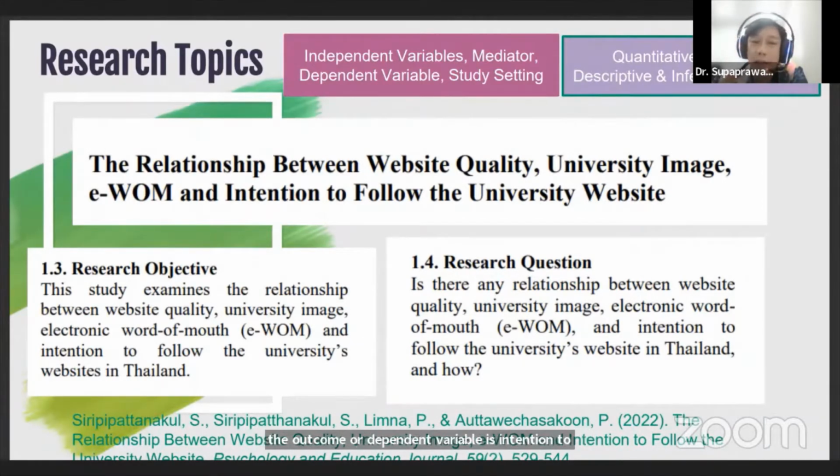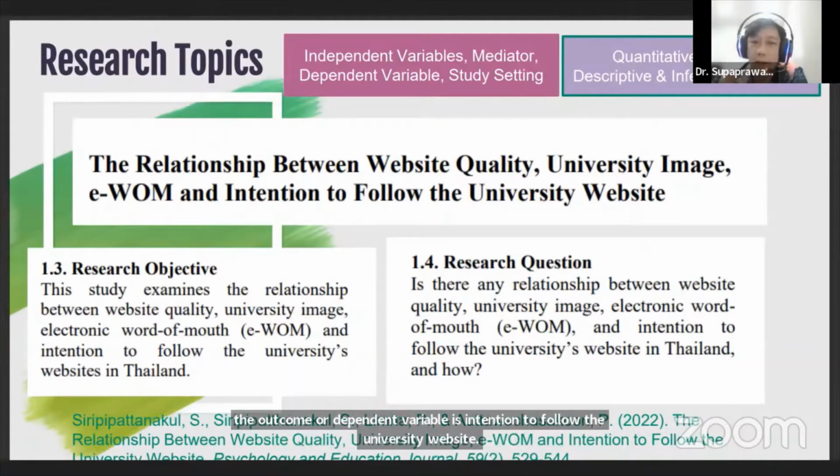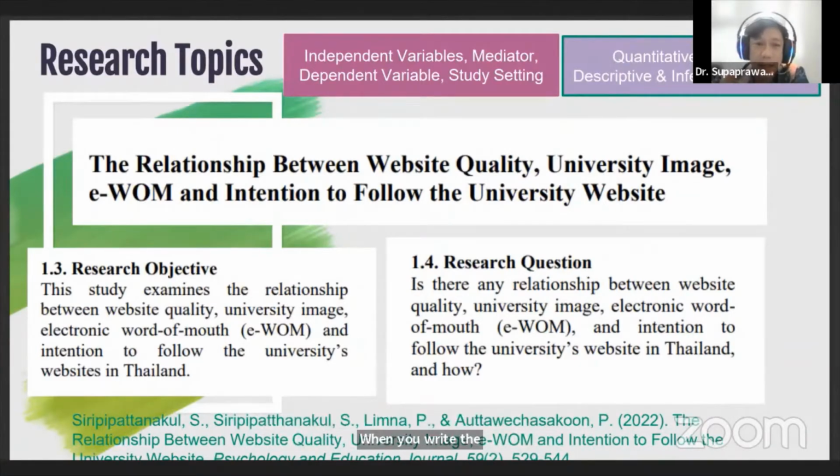When you write the topic or the title like this, it means that you adopt quantitative research, not qualitative research, because you test the relationship between the variables and you would like to explain the dependent variable or outcome variable of the intention to follow the university website.